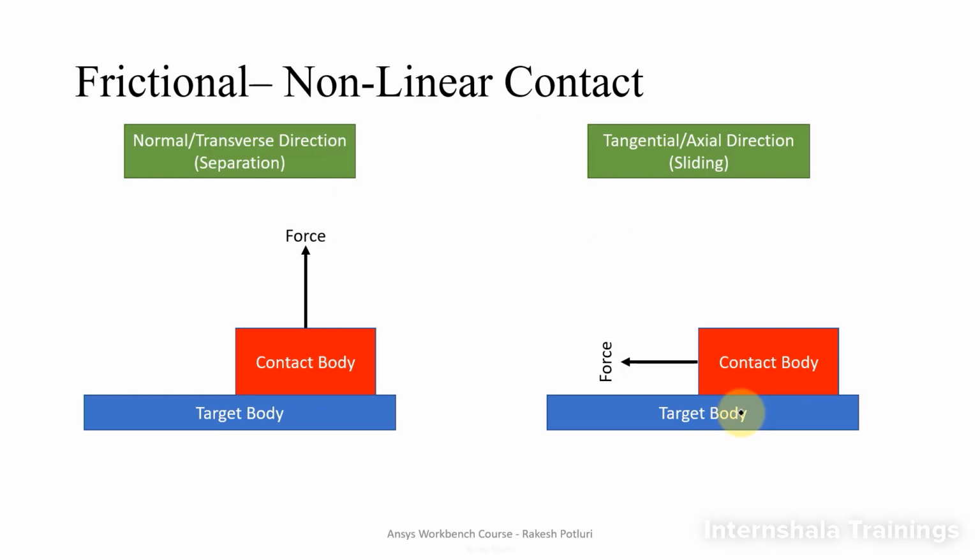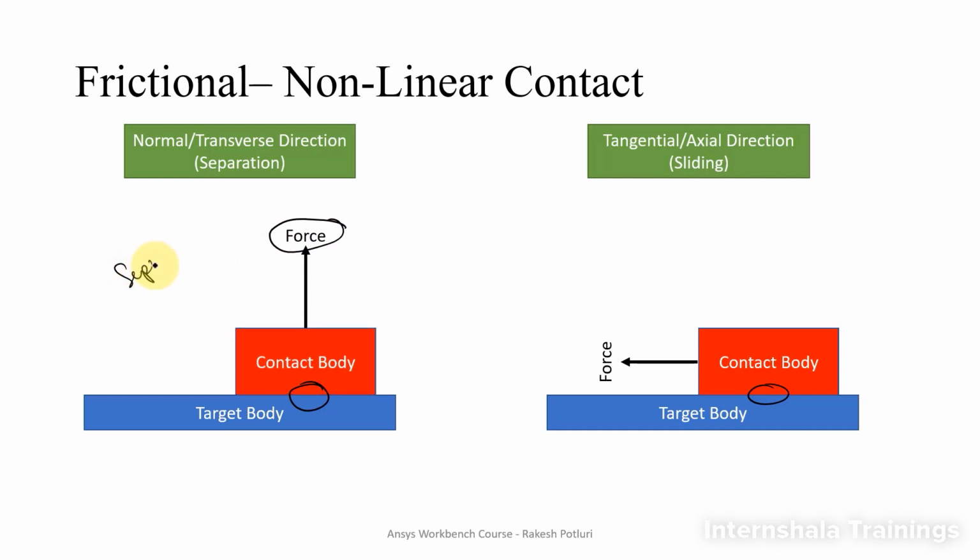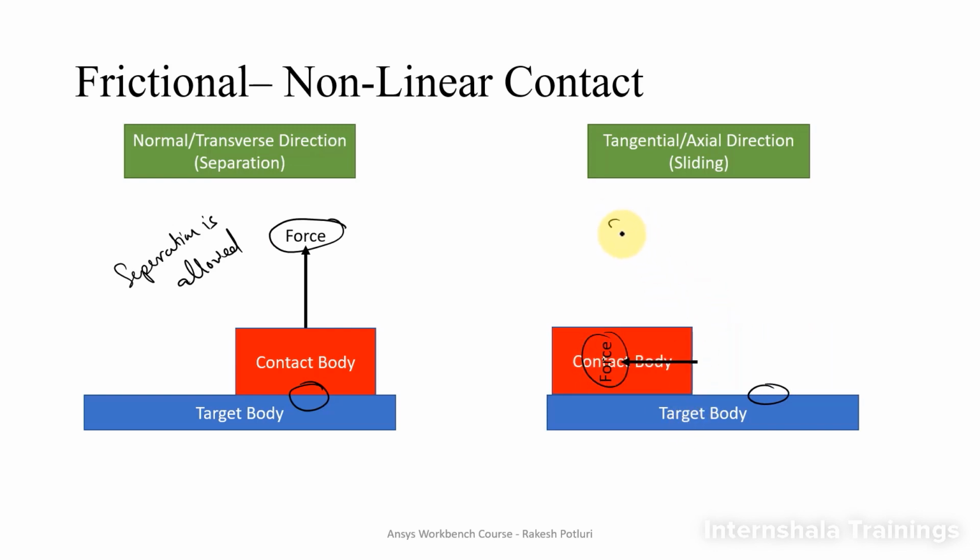Then the next type of contact we are going to see is the frictional contact, and this is another type of nonlinear contact. When I apply the contact between these two bodies and apply the force in the normal direction, I will see that, like in the frictionless contact, separation is allowed. Likewise, if I apply the force in the tangential or axial direction, this contact body can slide over the target body. Sliding is allowed.